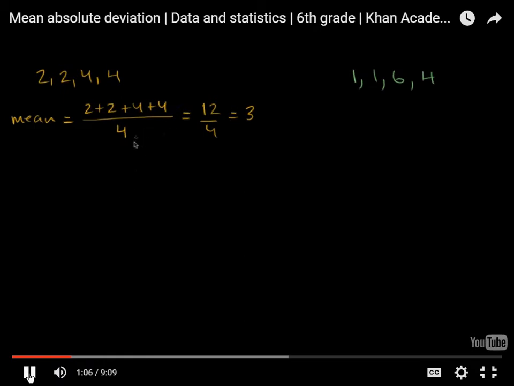So actually, let's see if we can visualize this a little bit on a number line. I'll do a little bit of a dot plot here, so we can see all of the values. So this is 0, 1, 2, 3, 4, and 5. And so we have 2 2's. For each of these 2's, I'll do it in yellow. So I have 1 2, and then another 2. And then I have 2 4's. So 1 4, and another 4 right over there.